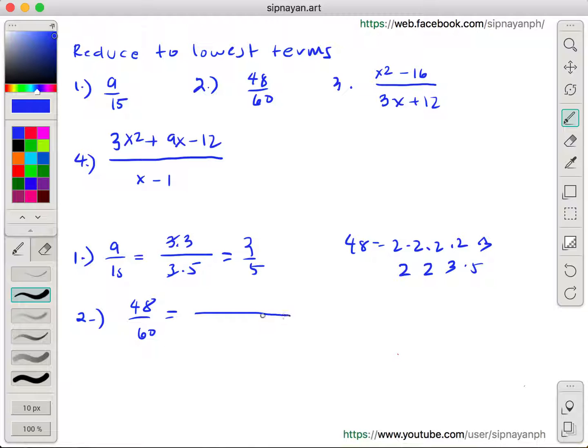Okay, so makikita nyo, pwede nating ilagay ng 48 ay 2 times 2 times 2 times 2 times 3, and yung 60 naman ay 2 times 2 times 3 times 5. So, ano mga pwede natin cancel? Yung dalawang 2 na to, dalawang 2 tsaka itong 3. So, matitira dalawang 2. Mga 1 lahat yan, huwag nyo kalimutan. Baka mamaya pag walang natira, lagay nyo 0. So, 2 times 1 times 1 times 2 times 2 times 1 is 4, and then 1 times 1 times 1 times 5 is 5.